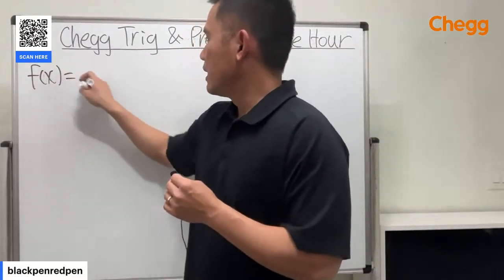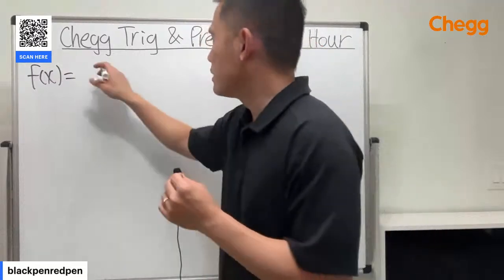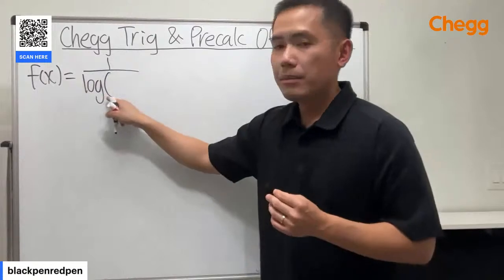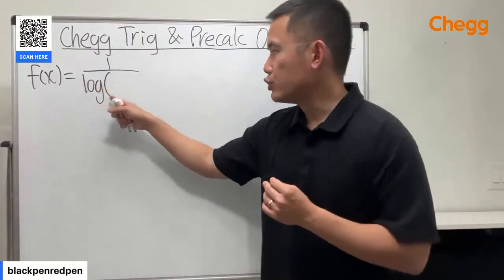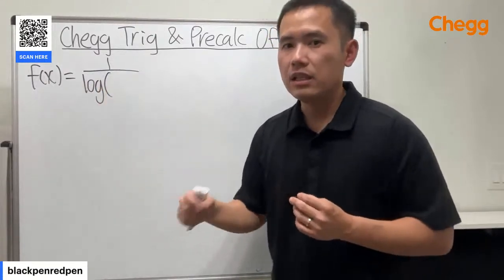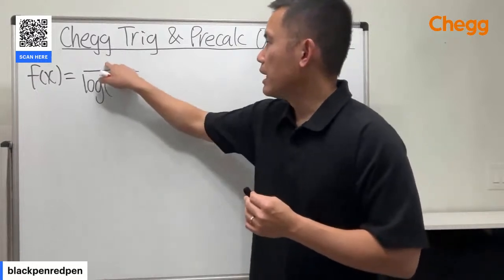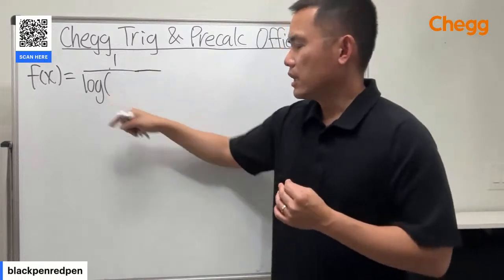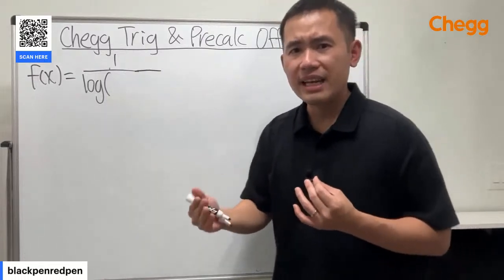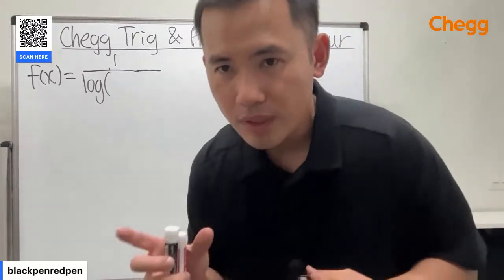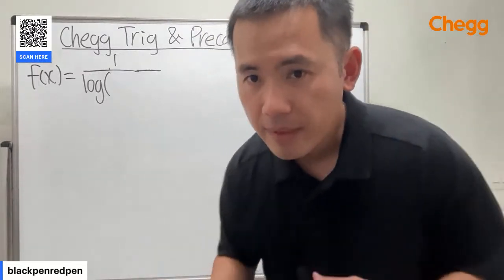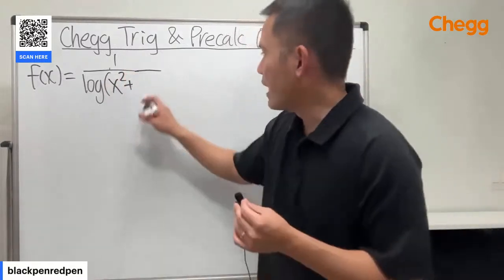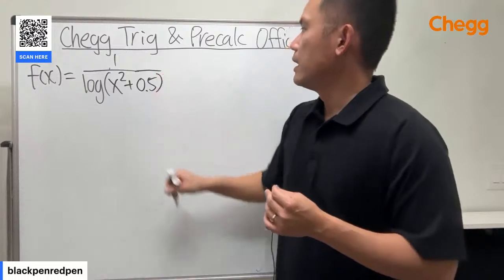Right here, I'm going to write down f of x. We have 1 over log. Whatever base doesn't matter, but usually if you just have log, this means log base 10, especially on the calculator. But if you're using Wolfram Alpha or a more powerful computer software or things like that, then you will have to make sure you know what the log stands for. So this is x squared plus 0.5.